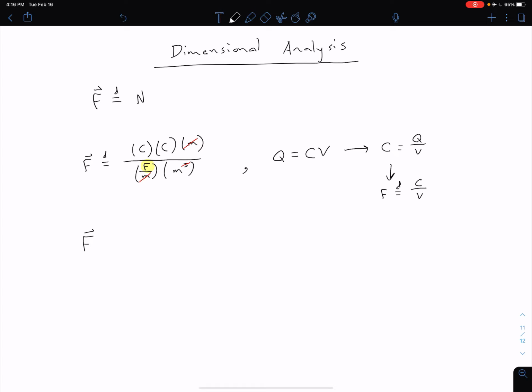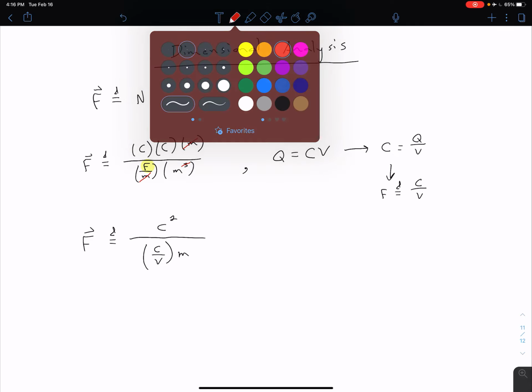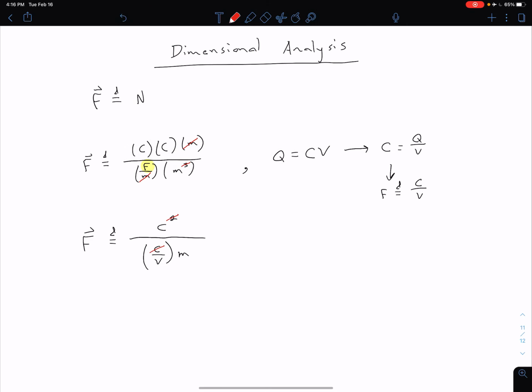So I can say that my force is equal to, dimensionally, again we have these 2 coulombs in the numerator, so I'm going to say that's coulomb squared. Now we're going to replace this farad with a coulomb per volt, and we still have the meter over here. Of course we see we have one of these coulombs in the numerator canceling out, and so what we're left with then is coulomb volt per meter.